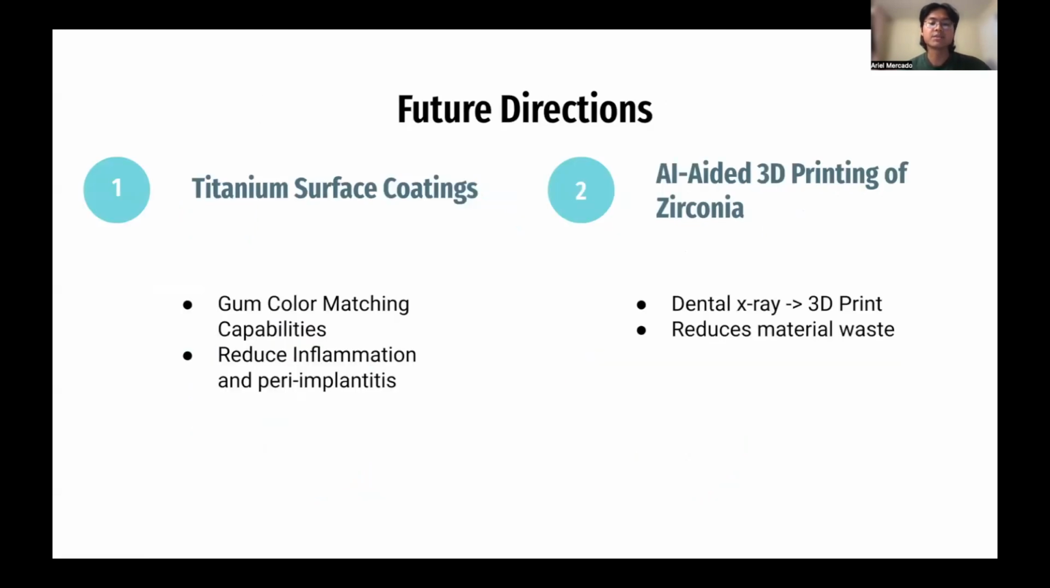From our research, we came up with some ideas that can improve on those drawbacks. For titanium, a surface coating can be made that can both color match the gums and release a controlled amount of an anti-inflammatory compound like IL-10 to reduce the inflammation. As for zirconia, an AI-aided adaptive system that is able to scan and create files from the patient's dental x-ray can then 3D print the implant, reduce material waste, and also reduce the need for small adjustments during the implantation process.